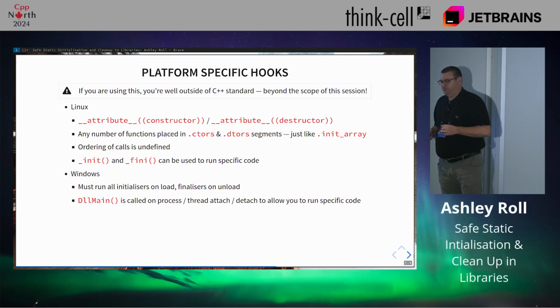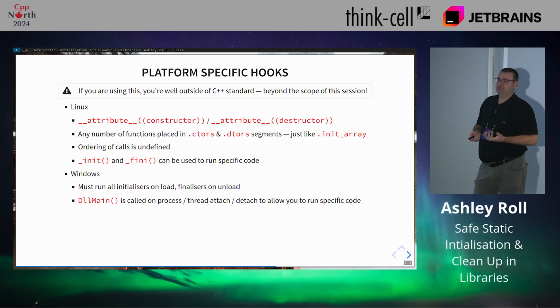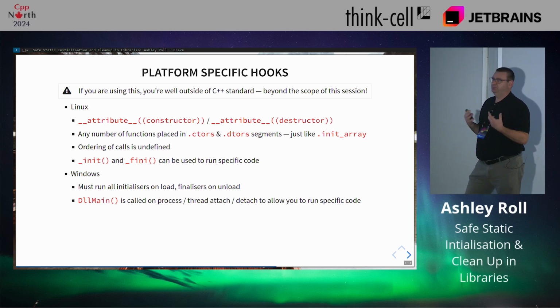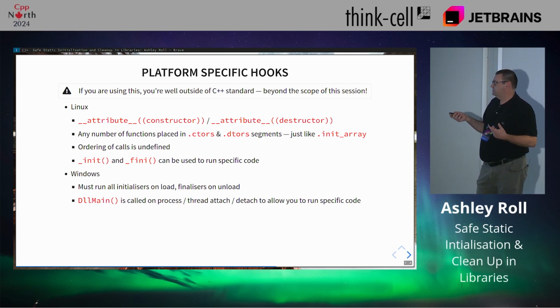So there are platform-specific ways to get initialization, but be warned, this is well beyond the standard, and this is going to potentially be troublesome to manage. So in Linux, there's constructor and destructor attributes you can use on functions, which essentially register them like constructors and destructors in C++. There's also an init and a fini method that are technically deprecated, but probably will never disappear.